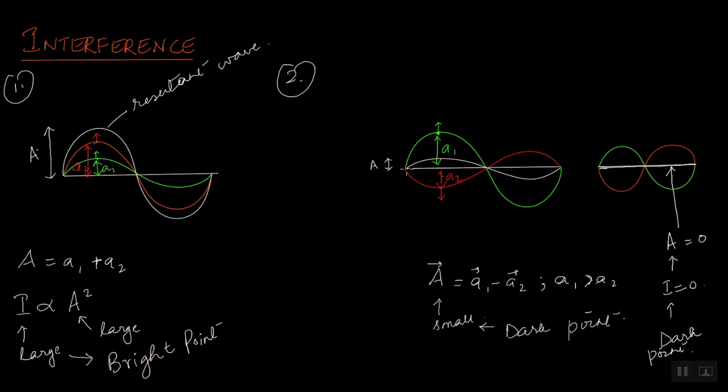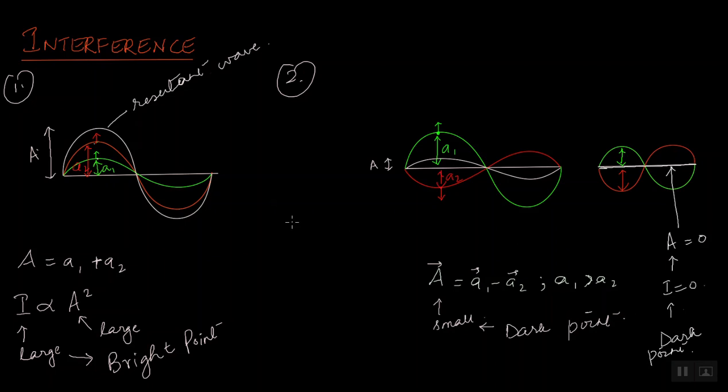But if they coincide like this, the crest of one coinciding with the trough of the other, then the amplitude of the resultant wave will be small. And if the amplitude is small, intensity is small, and that gives you a dark point. In this case, if suppose the two amplitudes are equal, let's say the distance from here till here is equal to the distance from here till here, then in that case A will be 0. A will be 0 means there is no amplitude, so there I will be 0, and you get a perfectly dark point.